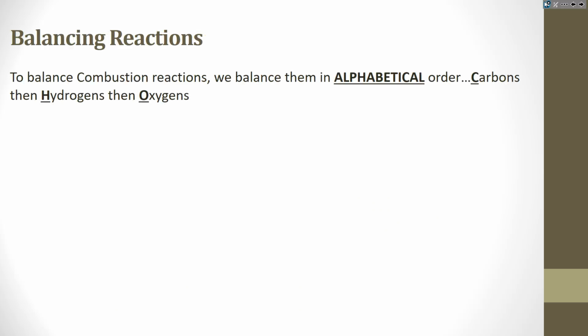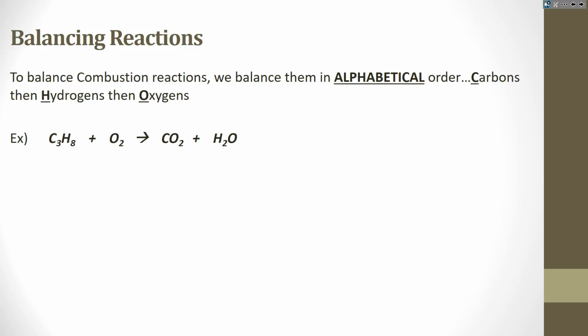So now, when you get to combustion reactions, we balance those in alphabetical order. If you remember from last year, and we're going to review the different types of reactions next day, reactions that look like this, where you've got a bunch of carbons and hydrogens together, reacting with oxygen, making CO2 and H2O. When you want to balance these, we always do them in alphabetical order. It'll make your life a lot easier if we do it this way.